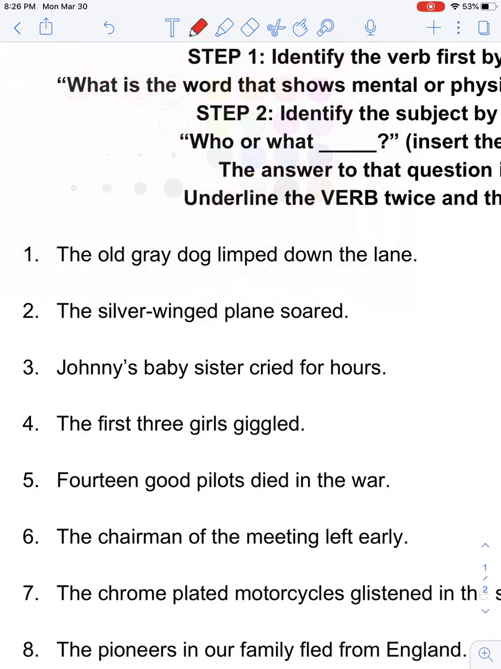Well, what's the action? The action, easy, limped. So that's my verb. Now I ask myself, who or what limped? Well, it is a noun phrase here. It's the old gray dog. But for the purposes of this activity, I am not interested in the complete subject. I only want what's known as the head word. And in order to find that head word, or sometimes known as the main subject of the sentence, I'm going to eliminate by looking at what the sentence needs for it to make sense.